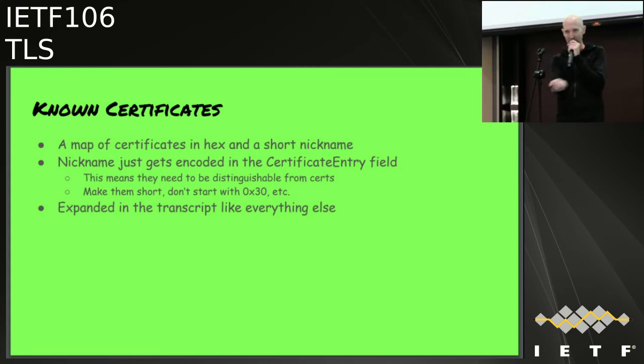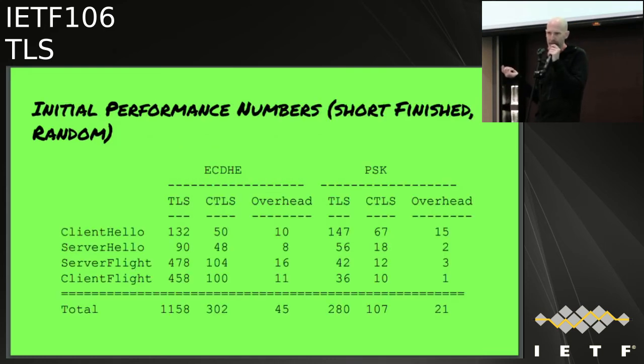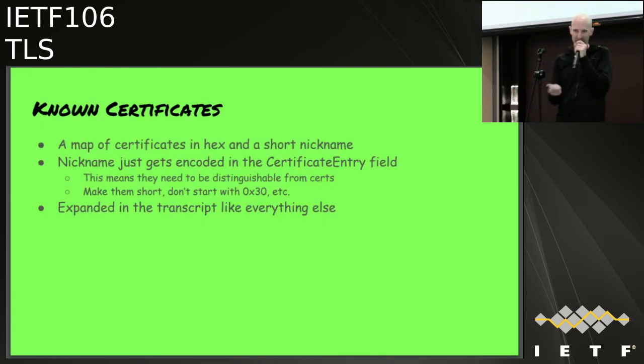And as long as you make sure that you can distinguish them from certs, then it's not a problem. So don't have them begin with 0x30 or have them be really short. And then these get blown up in the transcript like everything else. That's actually a really important point, because you don't want very short names that don't appear in the transcript, because that creates confusion in the transcript about who you're talking to. So, UKS type of attacks. This is very straightforward, but it works nicely. It's kind of like a specialized version of cached info.